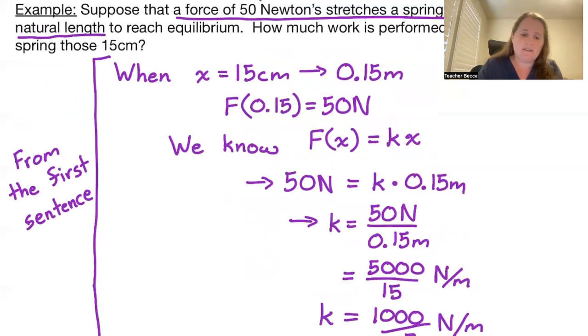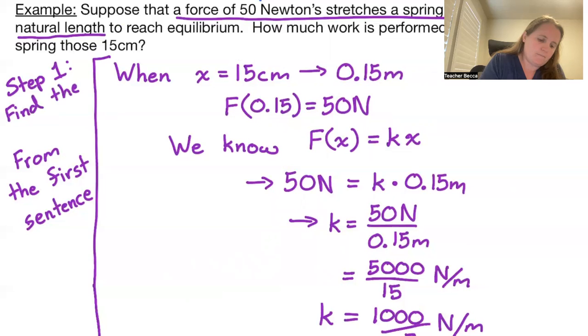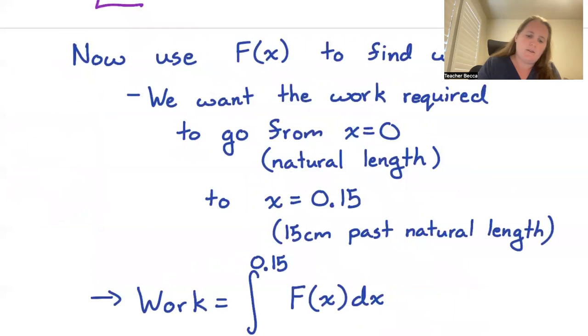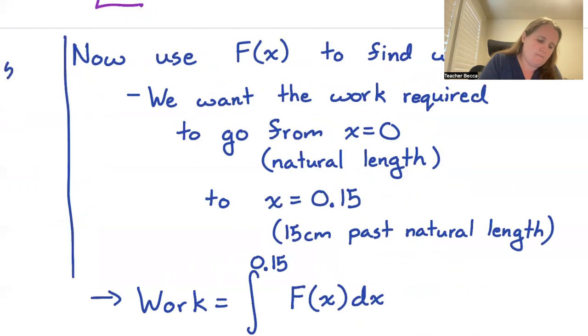So again, to figure out force with a spring, the very first step is to just figure out our spring constant. So step 1 is to find the spring constant. Once we have that information, then it's fairly quick to go from there. So step 2 is to determine the work. So find the work.